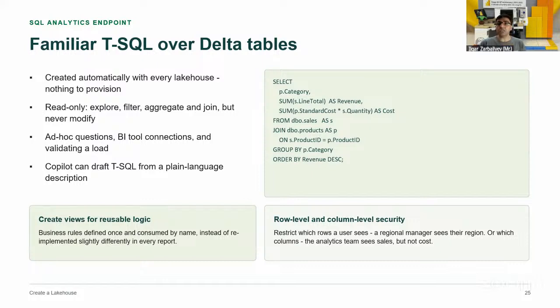And the endpoint supports row level and column level security. So row level restricts which rows a user sees. A regional manager sees their region only. Column level restricts which columns. The analytics team sees the sales table, but not the cost column. Both are enforced when users query through SQL, which means you set it once rather than in every report. And remember the constraint from earlier: read only, nothing here writes.